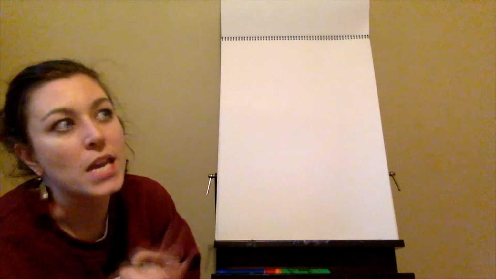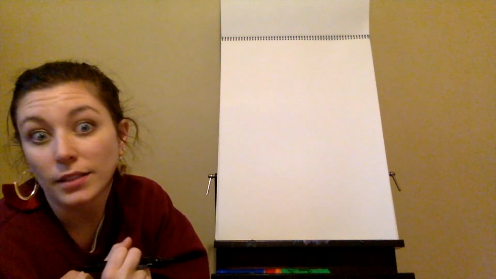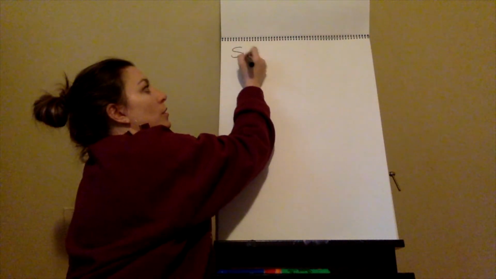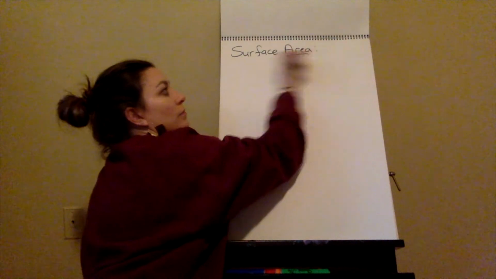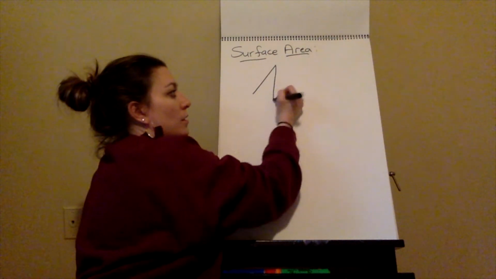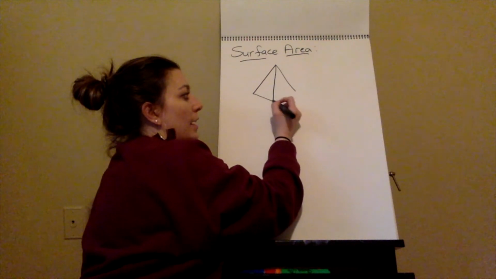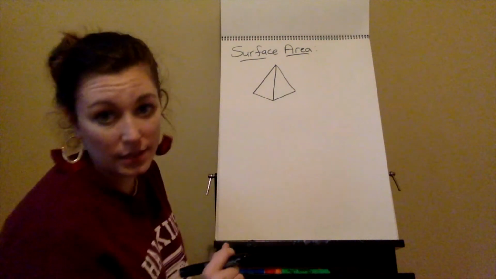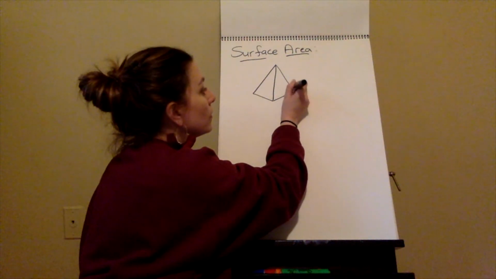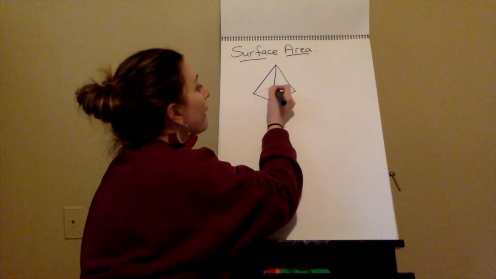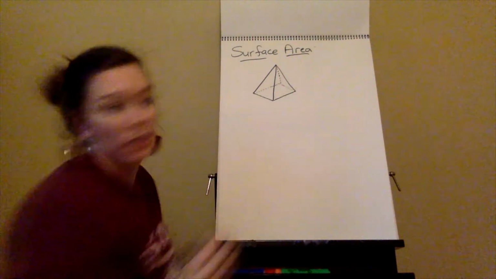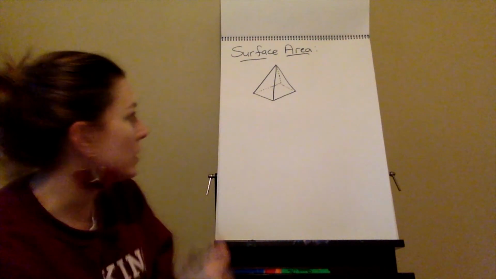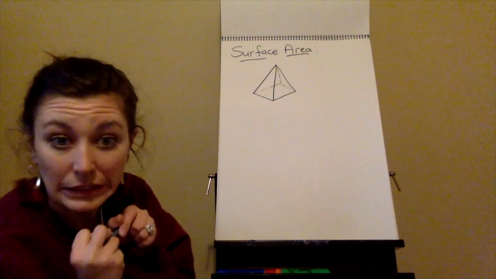All right, surface area again, but this time let's do a pyramid. All right, so surface area, and then I'm going to draw a pyramid, and I'm going to say that it has a square base. So that means that if we pretended we could see through here, it would look something like that. I don't know if you can tell on the camera, but I tried.